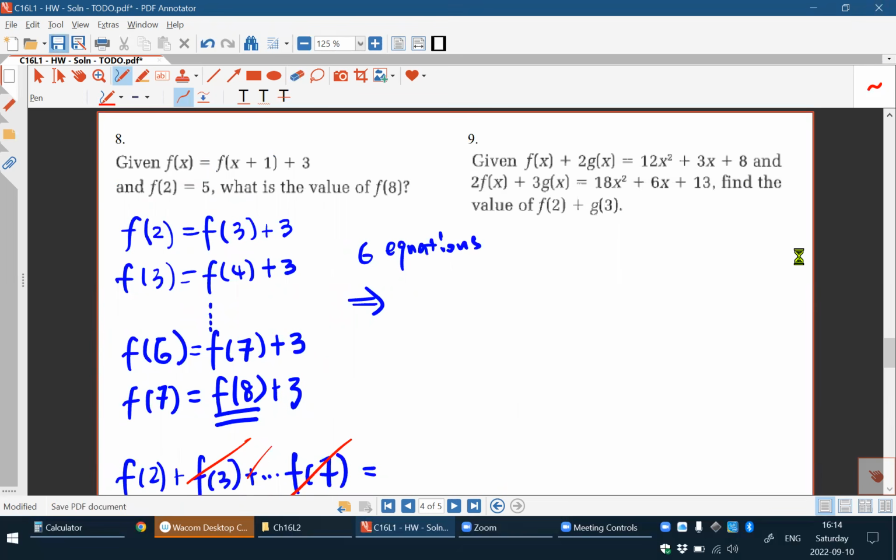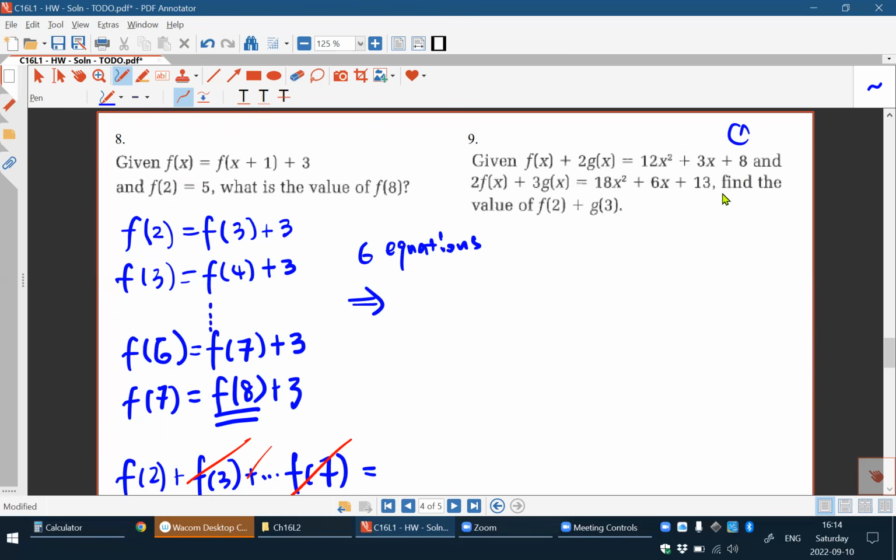Next one. You want to find f(2) + g(3), right? The intuitive way to do this is, if you know the expression of f(x) and the expression of g(x), then we can just put 2 into that expression. So given the two equations like this, is it possible to find f(x) and g(x)? You can consider f(x) and g(x) as unknown variables. Then we have two unknown variables and two equations. It's possible to solve them, right?